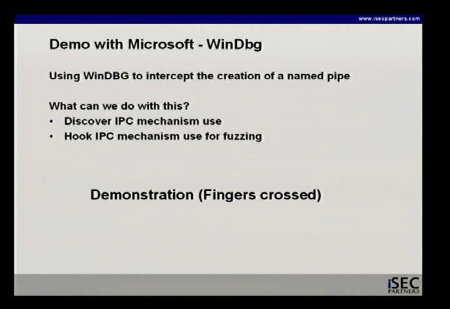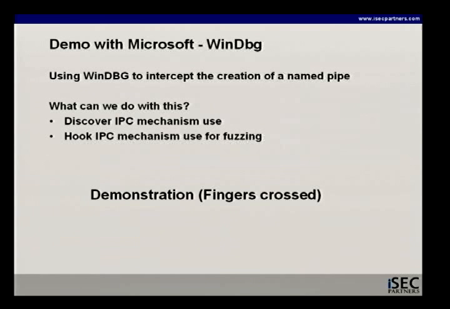So, using Win32 to intercept the creation of named pipes. We can do this for a couple of reasons. One is to discover IPC mechanism use, which is really still more of a feeling it out kind of thing. Or, you know, it can also be used if you want to create a log of the SDDL.